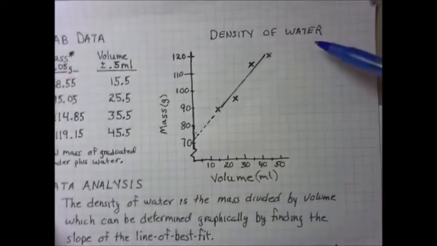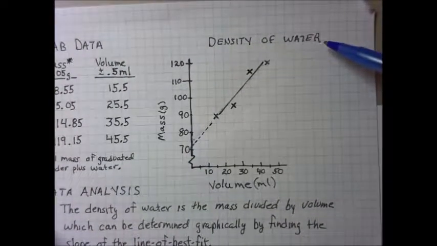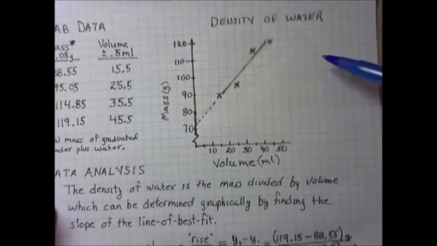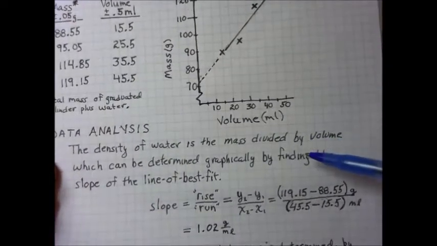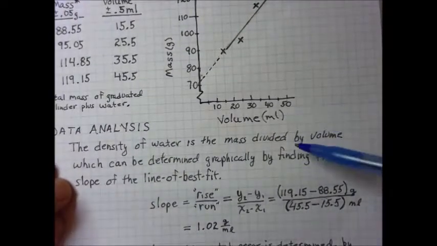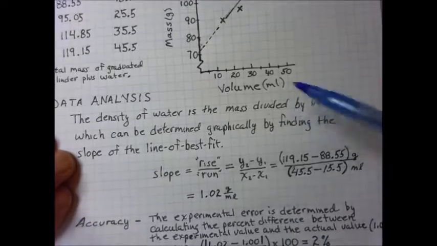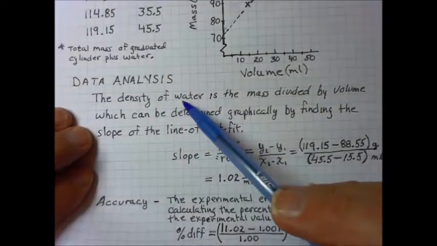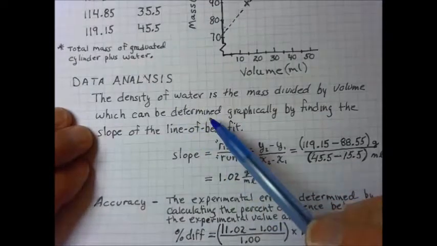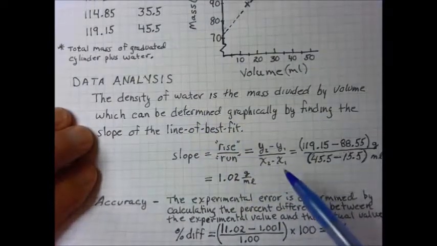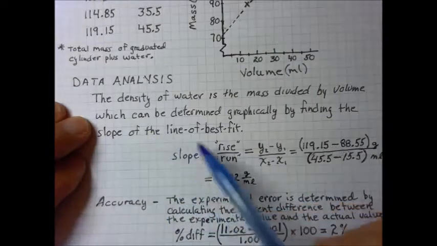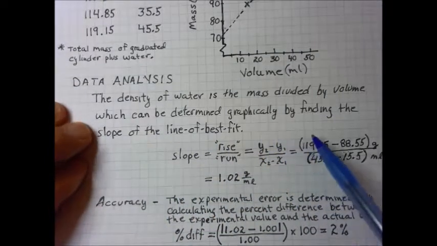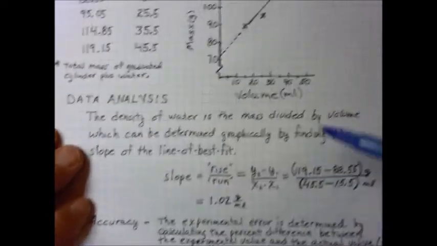Since this was a density of water lab activity, we want to see if we are actually able to determine that. So here I have a little opening statement under data analysis in my write-up. It says, the density of water is the mass divided by the volume. This can be determined graphically by finding the slope of the line of best fit.